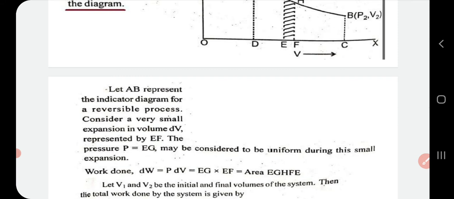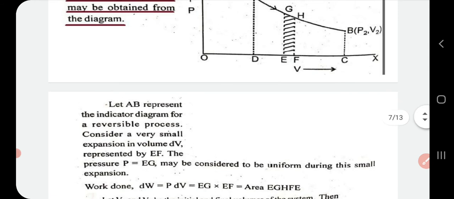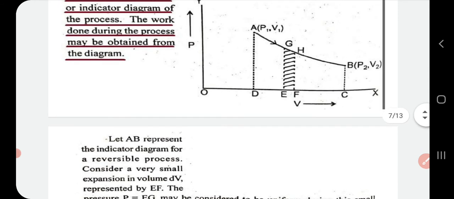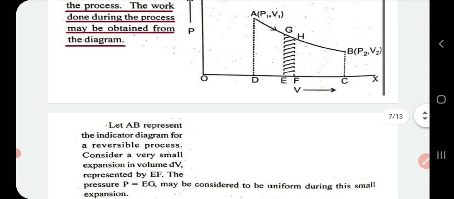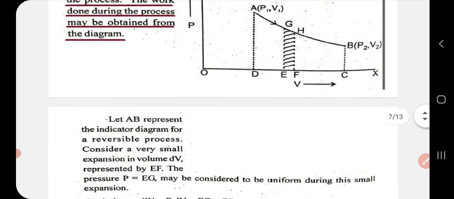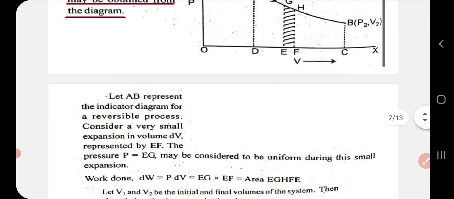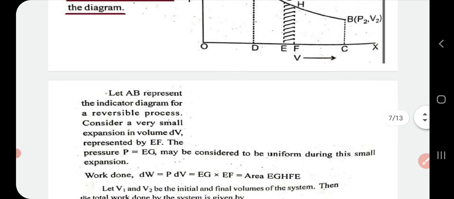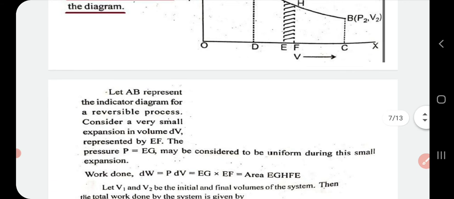We are considering a small expansion in volume dV, and let that be represented by the region EF on that graph. Now the pressure P will be equal to EG, because for that small expansion in volume, pressure is supposed to be constant, and that is equal to EG. So work done dW is equal to PdV. The pressure we know is EG, so EG into dV. What is dV?